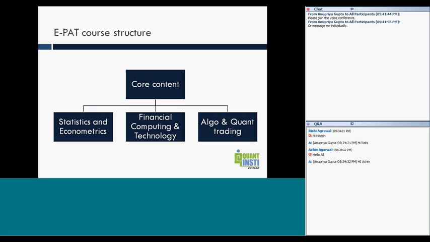So the core content is divided into three parts, as I was mentioning. One is your statistics and econometrics. So statistics and econometrics is something that helps you in strategy ideation. It helps you in benchmarking. It helps you in backtesting. It helps you all through it. So I'll take a very simple example, which is one of my favorite examples as well, to convey how statistics becomes important in devising any trading strategy.